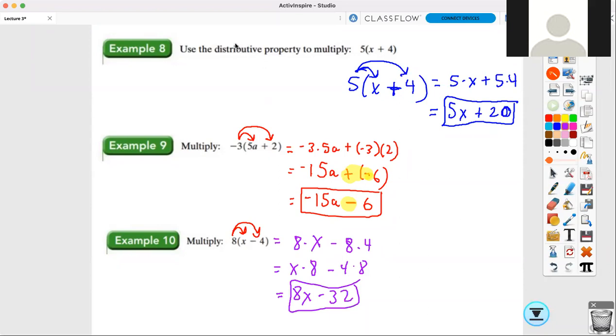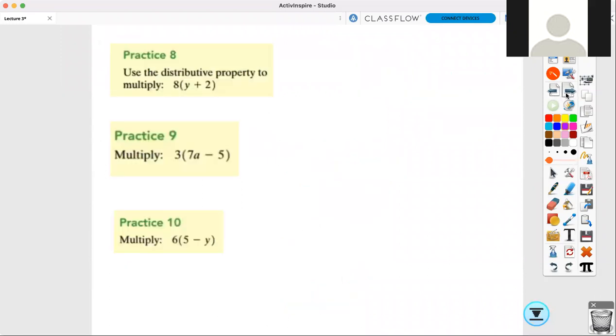All right, let's see how everyone does on the practice problems. I'm going to give you guys 5 minutes on this one. Good luck.